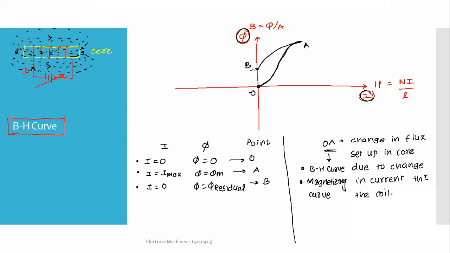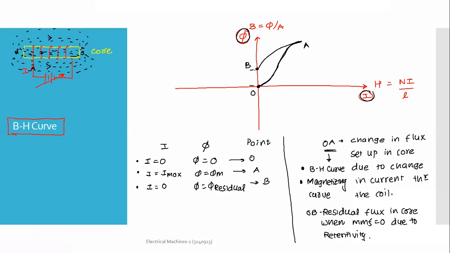and that gives the residual flux in the core when the MMF is 0. Okay, and this property is known as retentivity. And OB is the residual flux.